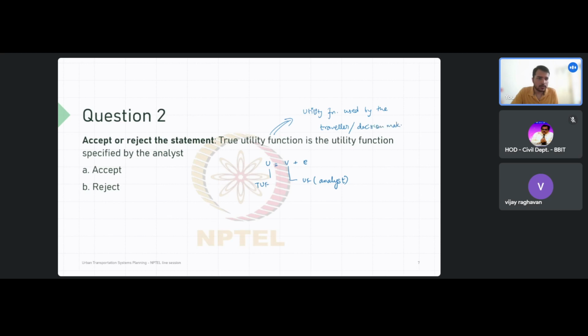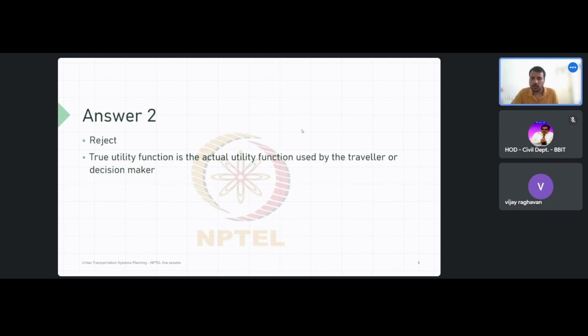So what he will use will depend on the analyst's utility, and there will be an error term because the analyst cannot predict accurately what will be the mode choice. So we'll always add an error term for probabilistic estimation. So we can reject the statement because it will not be the utility function specified by the analyst. Both are different things. So this is reject. The true utility function is the actual utility function used by the traveler or the decision maker.